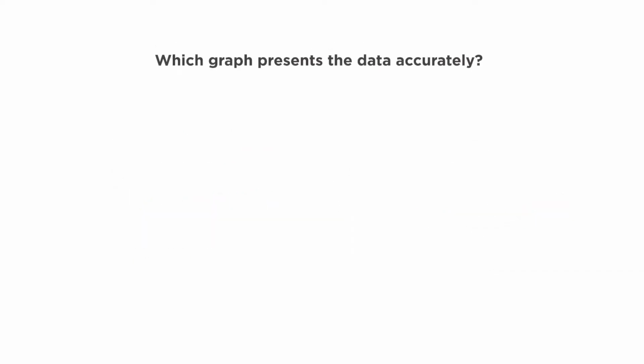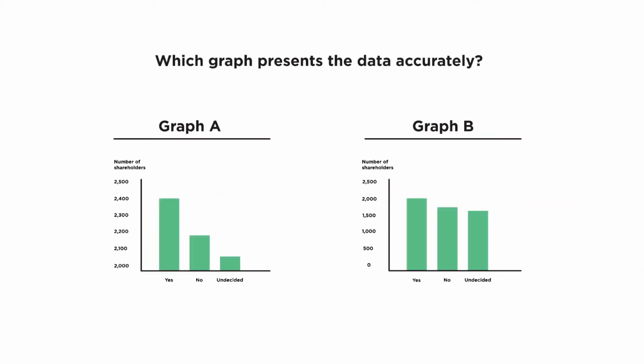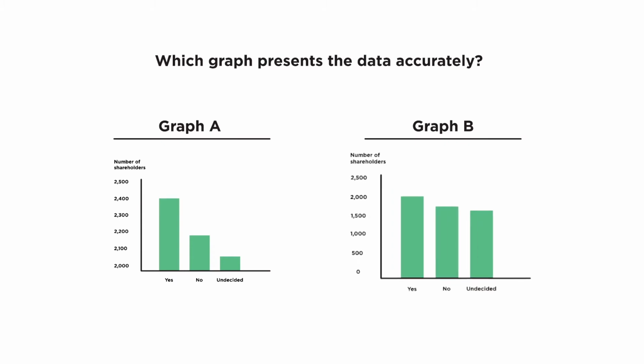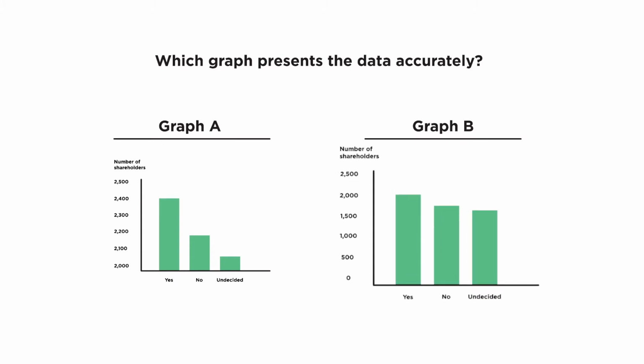Which graph presents the data more accurately, Graph A or Graph B? Well, Graph B is correct. Notice in Graph A that the bar height begins at 2000 instead of a 0 baseline. Here, the respective height differences have been greatly exaggerated.